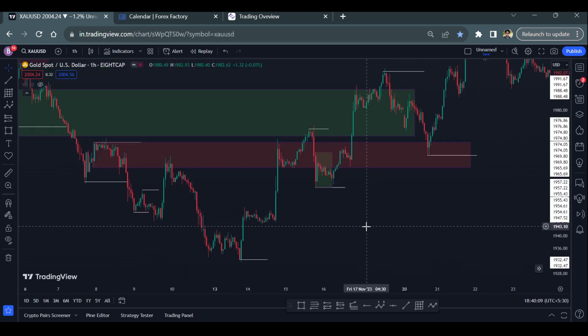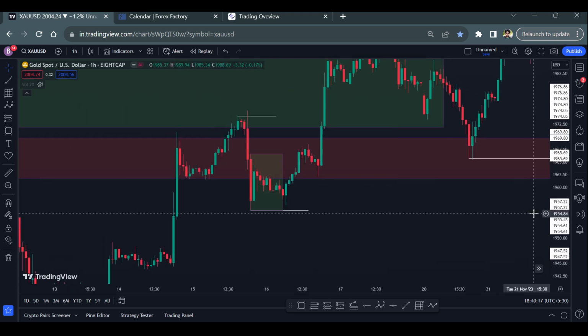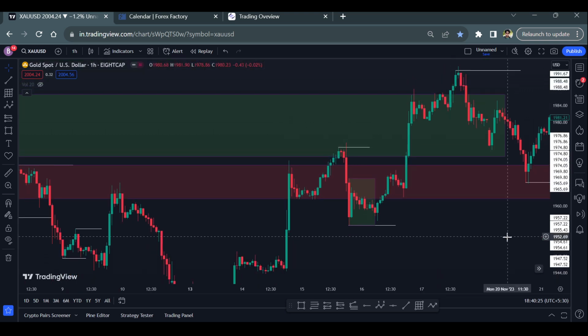You just need to know the marking of highs and lows, to focus on where to invalidate our high, where to invalidate our low, which to trust. You need to mark your highs and lows very properly, and demand and supply zones you can mark, okay.